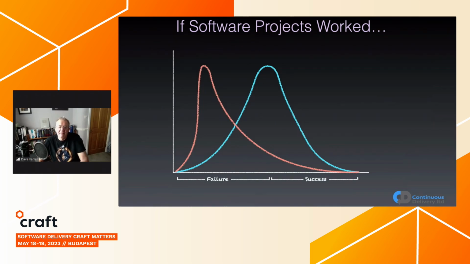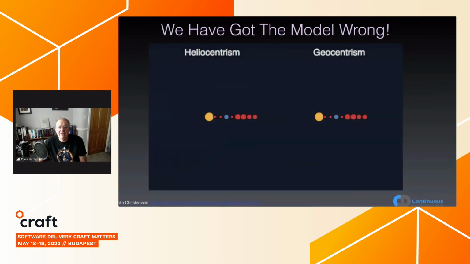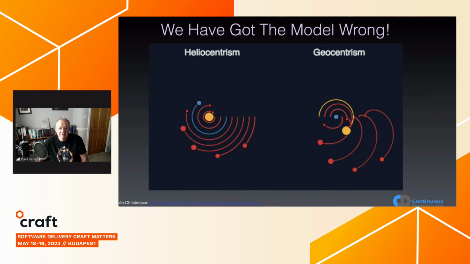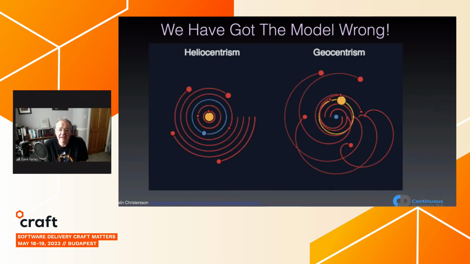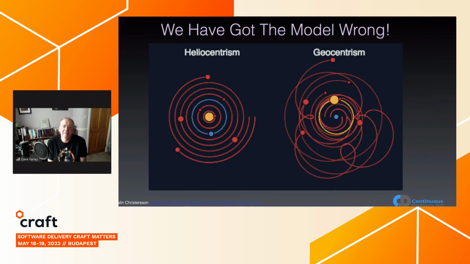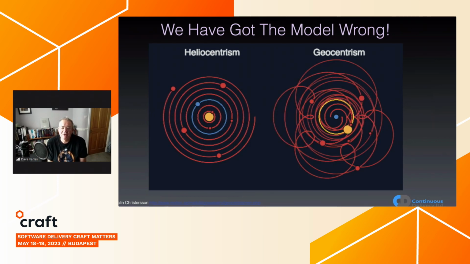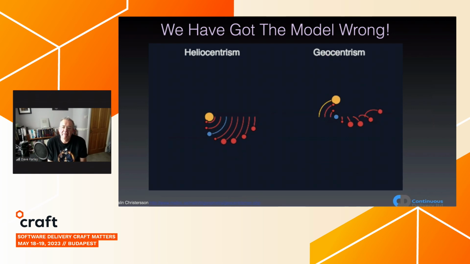And I think that's saying a few things, but one of them is quite profound. I think what that's saying is that we've got the model wrong. We've got the way in which we think about and approach software development fundamentally wrong. And I think what that means is that we require some kind of paradigm shift. This is my lovely little diagram of a paradigm shift.